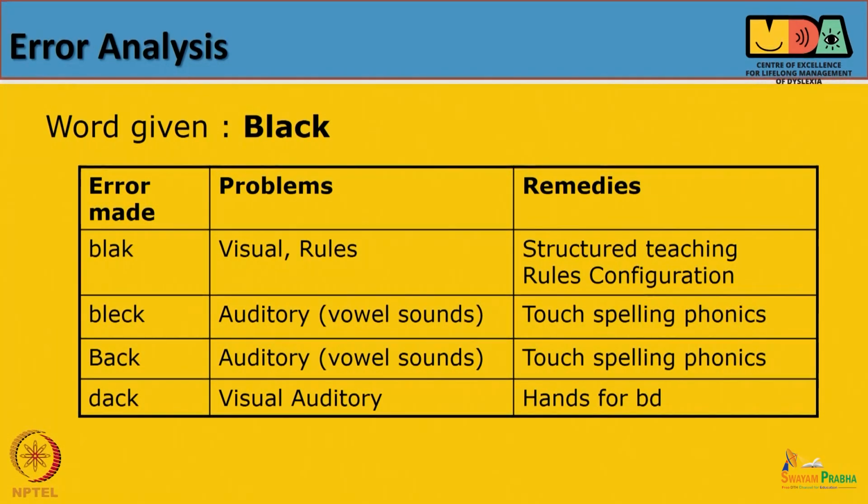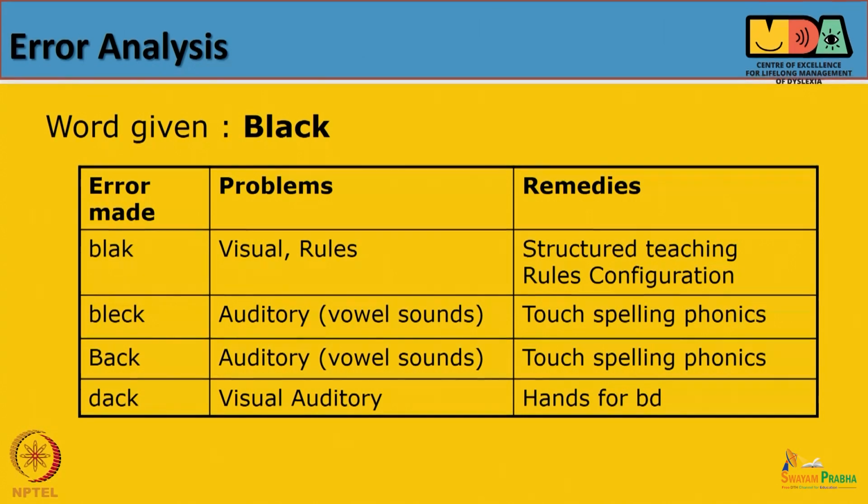BLECK says black, but the word we want is black. The child's auditory skills are also at fault here, and he has not been able to discriminate between the sound of A and E. The best way to remediate this would be using touch spelling and phonics. Help him to internalize the sounds. Sonday's system, the touch spelling, is one of the good ways of teaching him how to spell. The third way he can do is, instead of writing black, he writes back.